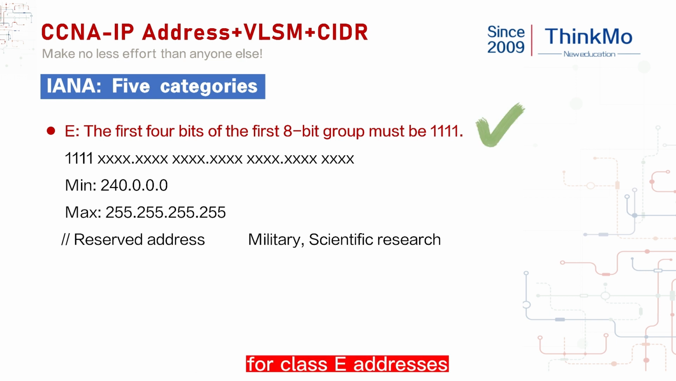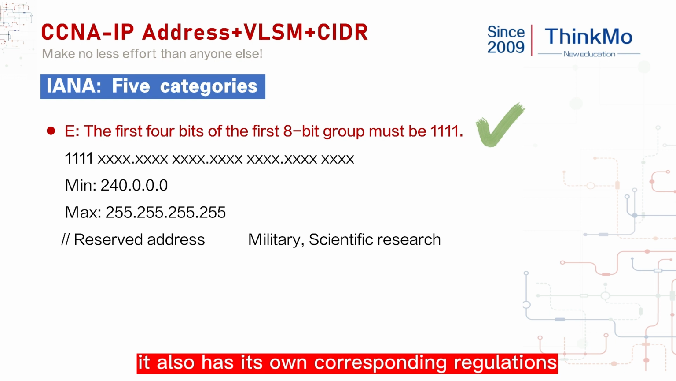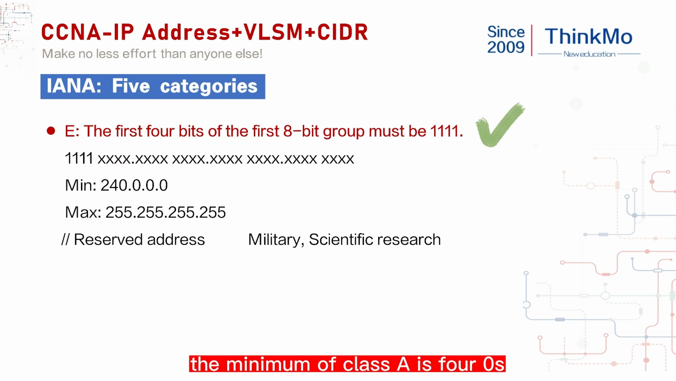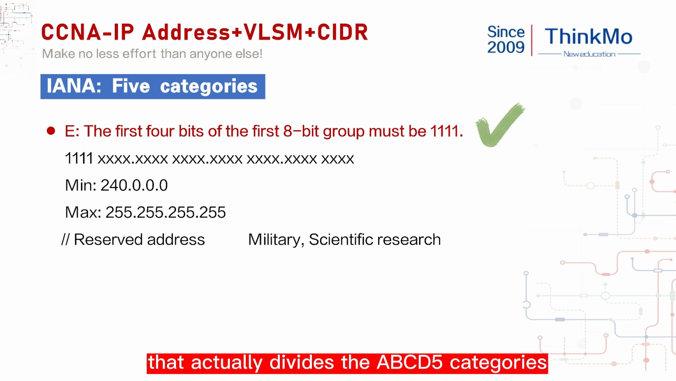For Class E addresses, it also has its own corresponding regulations. It specifies the first 4 bits of the first octet must be 1111. Its minimum is 240. The maximum is that all values are 1, actually 255. So you will find the minimum of Class A is 0, and the maximum of E is 255. That actually divides the ABCDE 5 categories. Our address range is from 0 to 255.